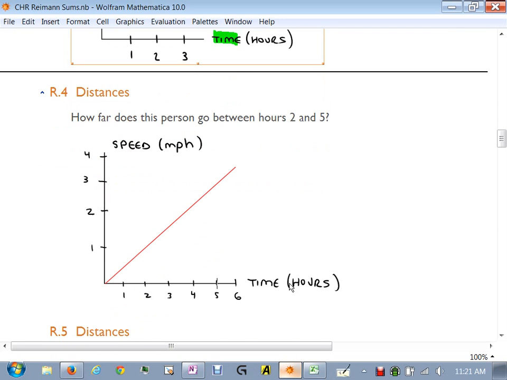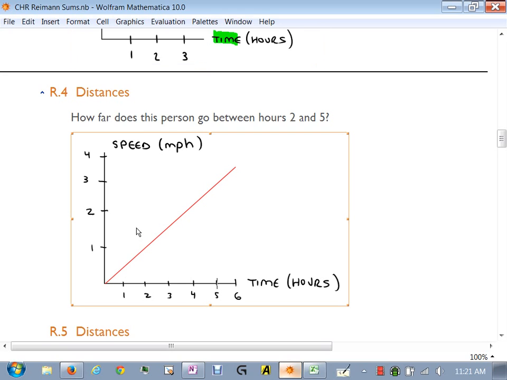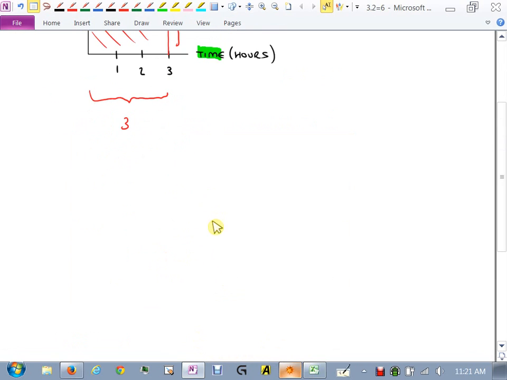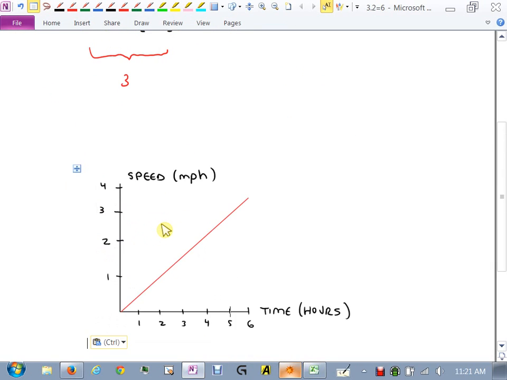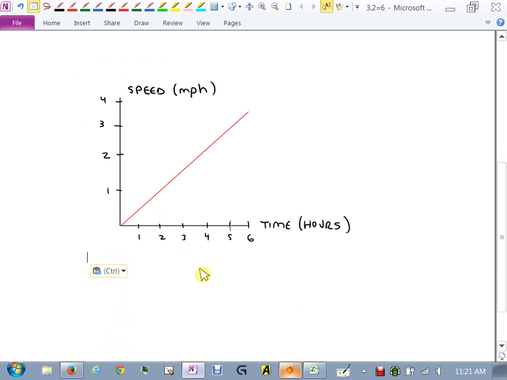So now, what about this one? How far does this person go between hours 2 and 5? So this person has a different velocity. I'm not telling you what the velocity or the speed of the person is at each moment in time. I give you a graph that represents it. But it's the same thing between 2 and 5, right? Then we'd need to find the area of this, wouldn't we? So how could we do that?